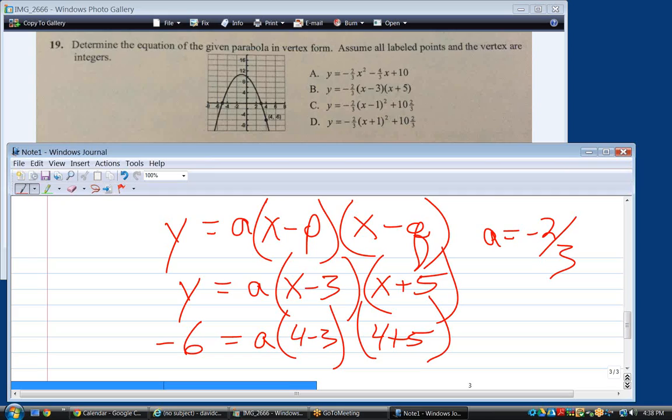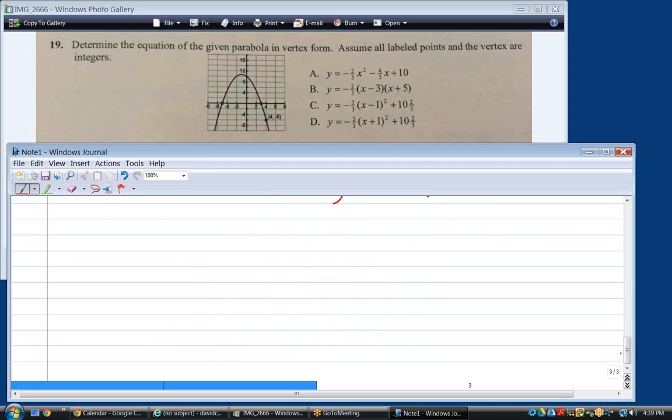Now this is kind of interesting. What's the answer? y equals negative 2/3 times x minus 3 times x plus 5? No, well, that's the correct equation. That is the equation of this parabola, but it's not in vertex form. Right. Okay, how do we get it in vertex form?